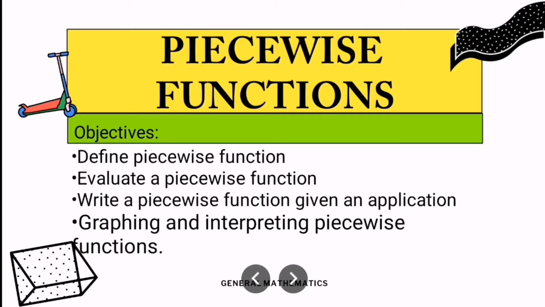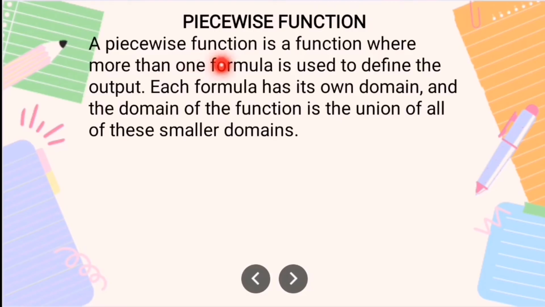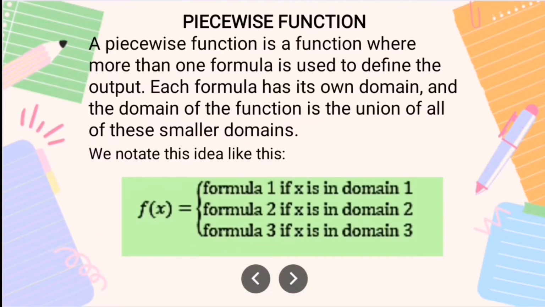What is a piecewise function? To fully understand what piecewise functions are and how we can construct our own piecewise defined functions, let's first dive into a deeper understanding of how it works. A piecewise function is a function where more than one formula is used to define the output. Each formula has its own domain, and the domain of the function is the union of all of these smaller domains. We notate this idea like this.